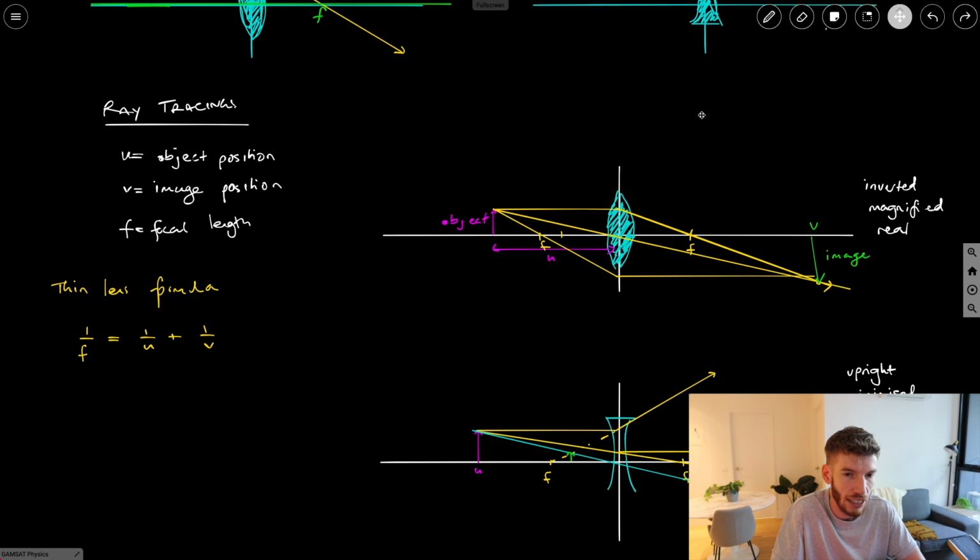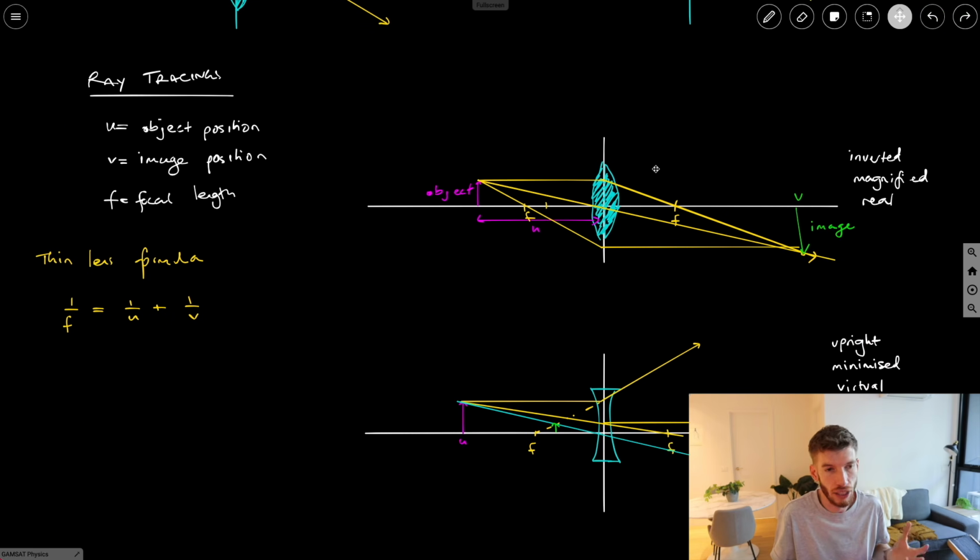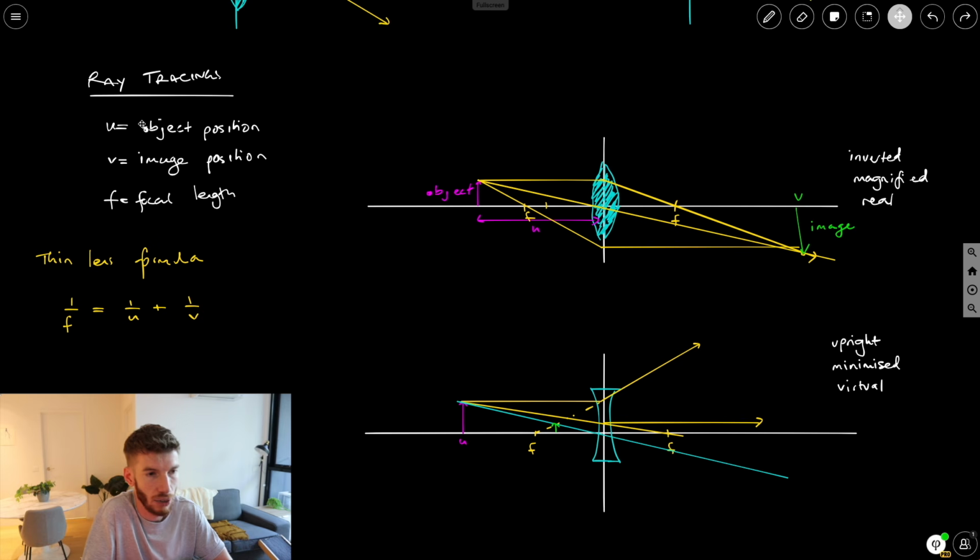So we have to understand then how to do ray tracings with these different lenses. They operate in slightly different ways. But before we do that, we have to understand the notation. So we've got the object, which is the actual thing that you're forming an image of using the lens, and its position is given by lowercase u. v is going to be the position of the image that is formed, and then f is going to be the focal length that we saw before.